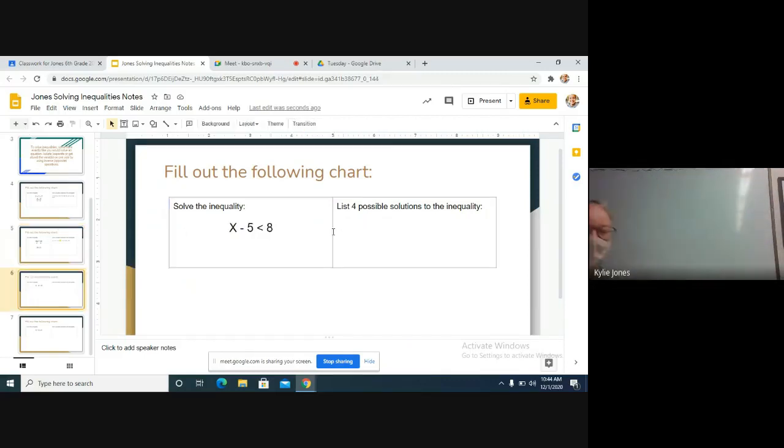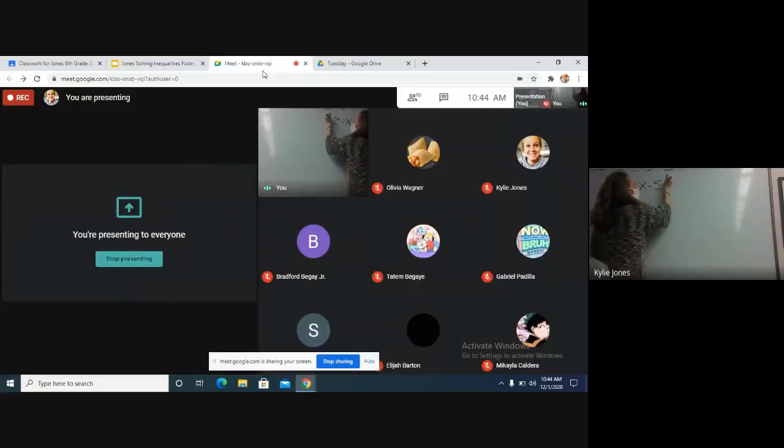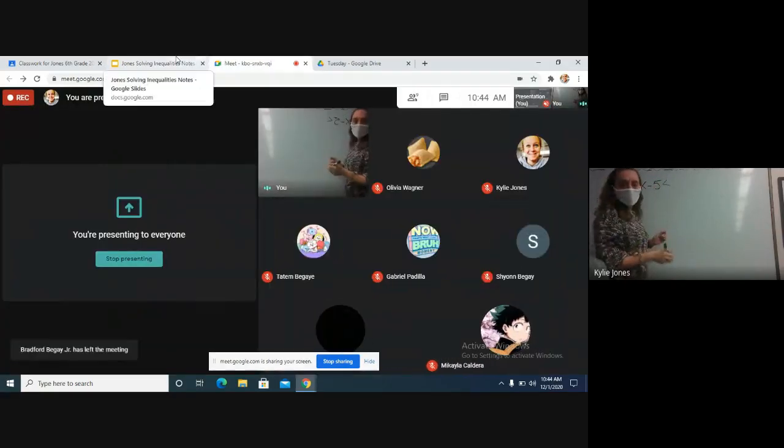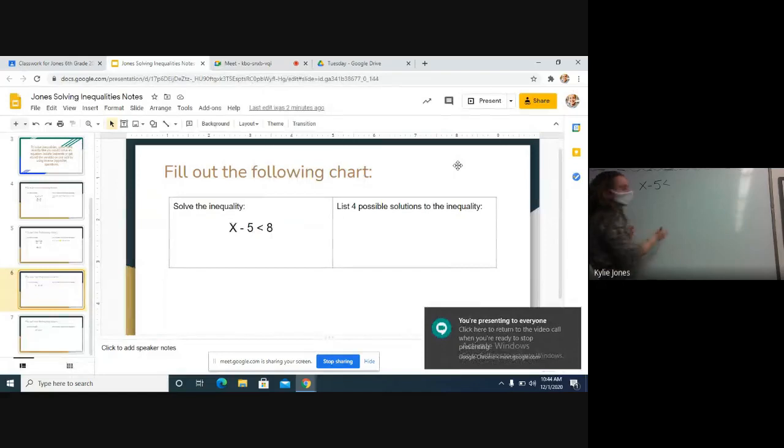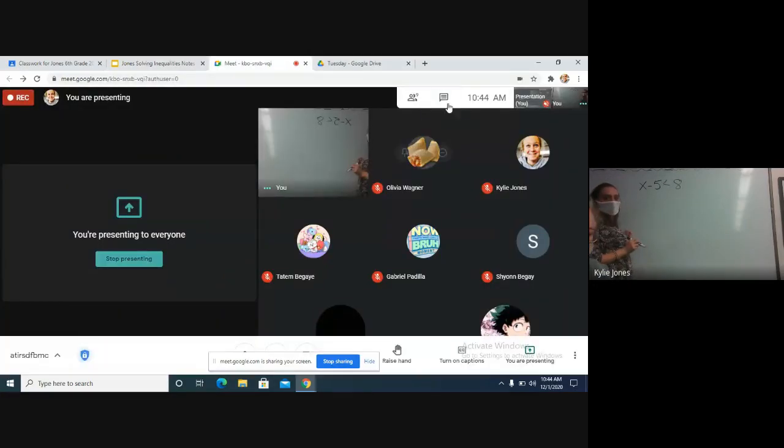This one we have x minus 5 is less than 8. Yes, Alex. Very quickly. So x minus 5 is less than 8. Less than 8? Is it or equal to? Oh, just less than. Am I okay in the spacing? Yes, you're good on spacing.